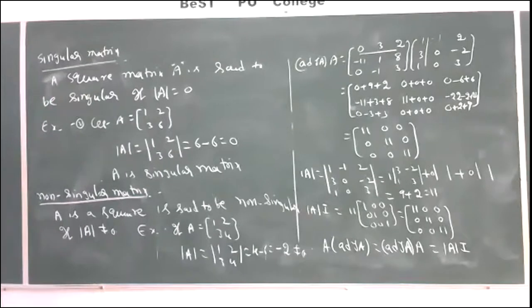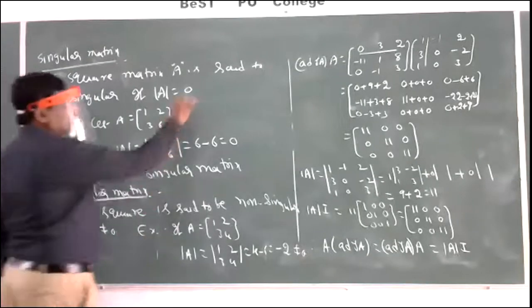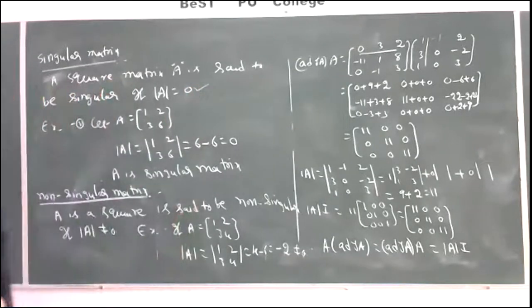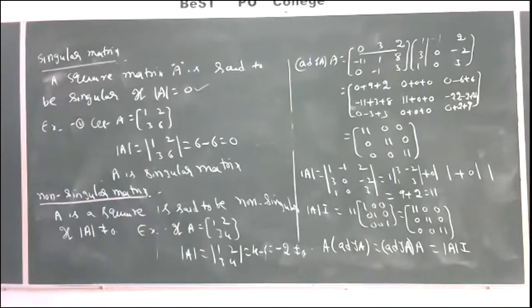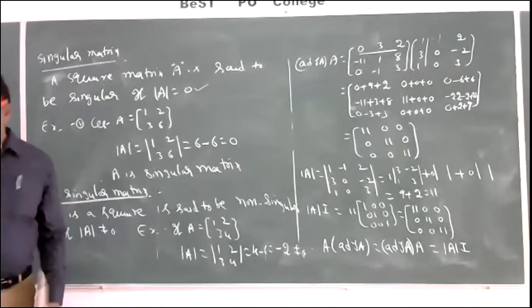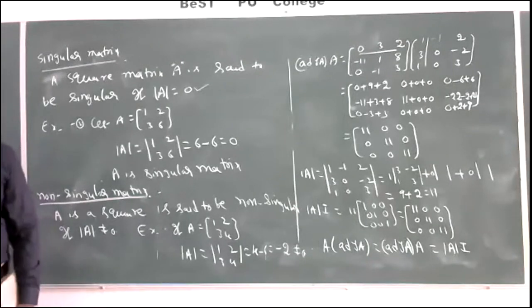If the determinant of a square matrix is equal to 0, then the matrix is called a singular matrix. If the determinant of a square matrix is not equal to 0, then the matrix is called a non-singular matrix. Okay, students.